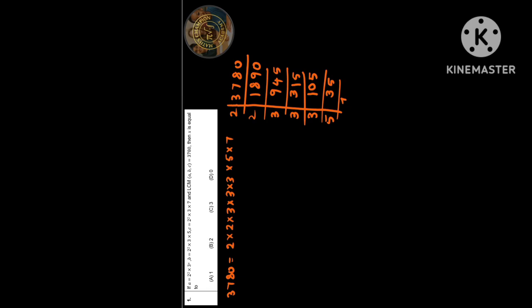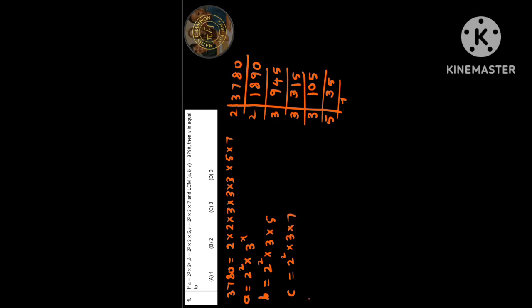Now, the LCM of A, B, C, how much are we getting? Find the LCM of A, B, C. A is given as 2 square into 3 power x. B is given as 2 square into 3 into 5. C is given as 2 square into 3 into 7.